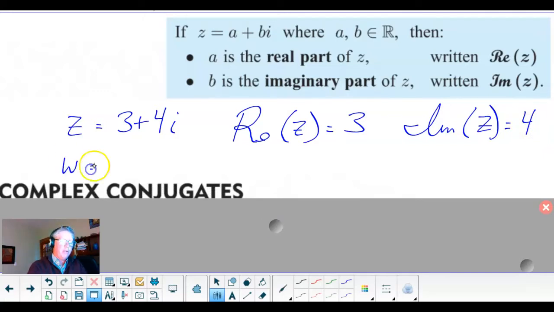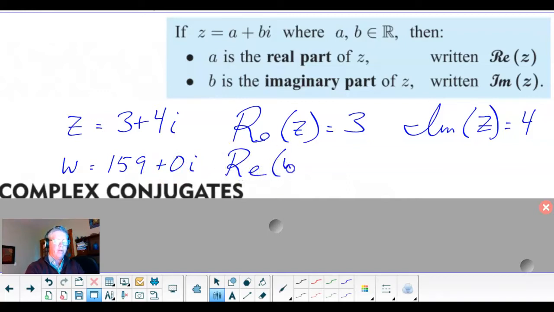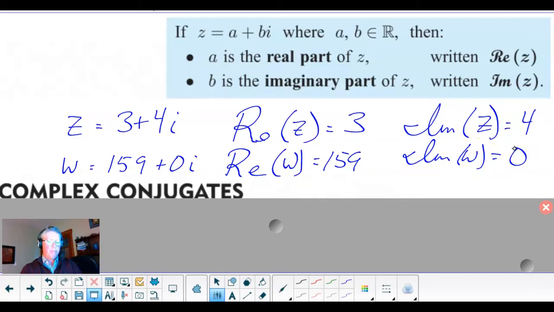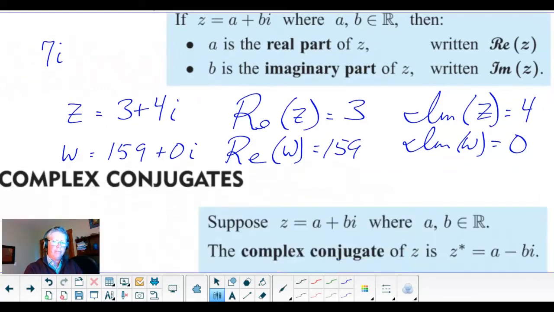What if w equals, let's say, 159? Is that a complex number? Well, it is. Remember, complex numbers hold everything. That's just a real number, but it can be written as 0i. So it's tricky things like that where we say the real part is 159 and the imaginary part of w would be 0, purely real. Can you have a number that's just i? Absolutely. If you had 7i, the real part would be 0 and the imaginary part would be 7. Not too tough. All right.